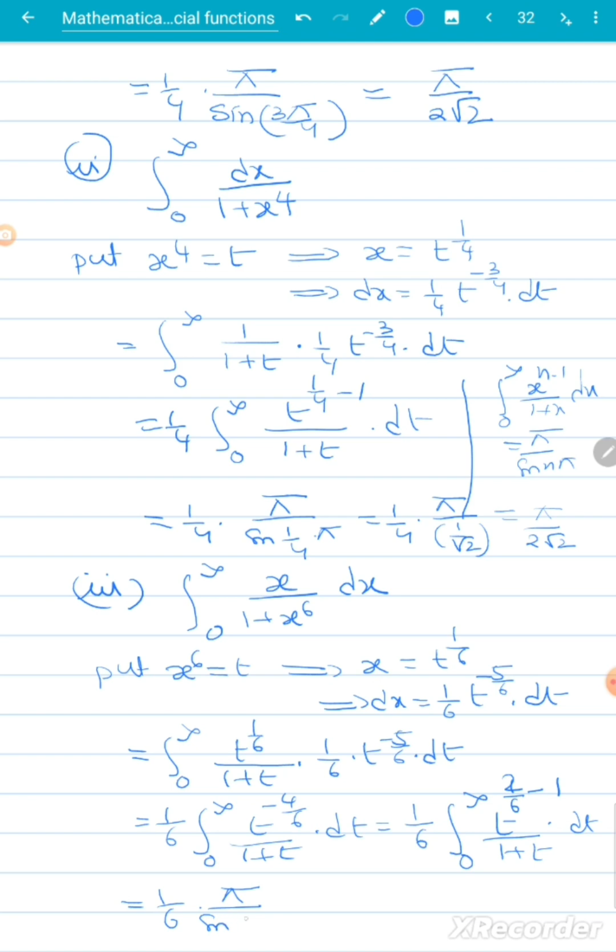Here n is 2 by 6, which is 1 by 3, so pi by sin of pi by 3. So this is equal to 1 by 6 into pi by sin 60. Sin 60 is root 3 by 2. So this is equal to pi by 3 root 3.